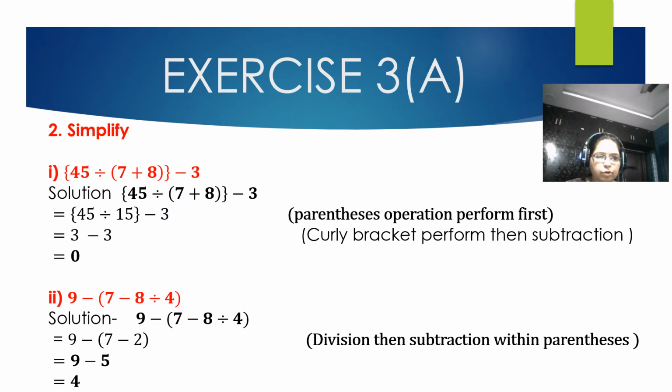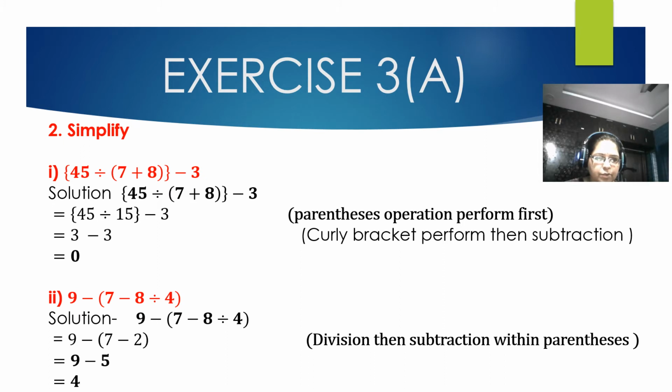Now we solve question number 2. Question number 2 is simplify. First part is 45 divided by 7 plus 8. 7 plus 8 is inside the parenthesis, and 45 divided by that is within the curly bracket, minus 3. As per the BODMAS rule, first parenthesis, then curly bracket, then square bracket operation will be performed, then division, multiplication, then addition and subtraction. So here first the operation inside the parenthesis is performed. Inside the parenthesis 7 plus 8 is 15.